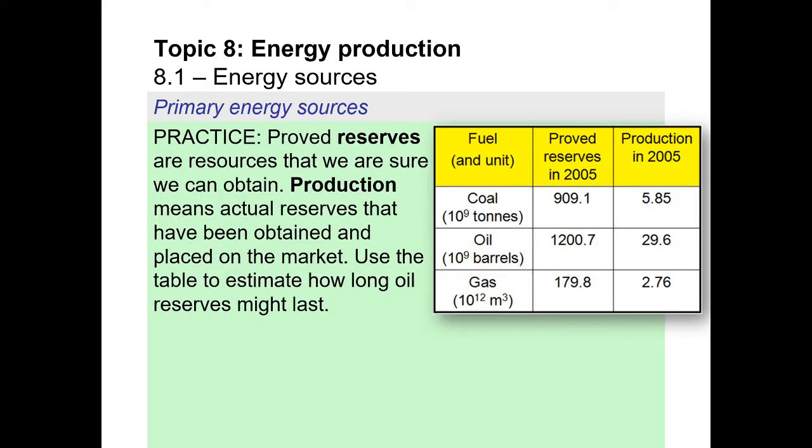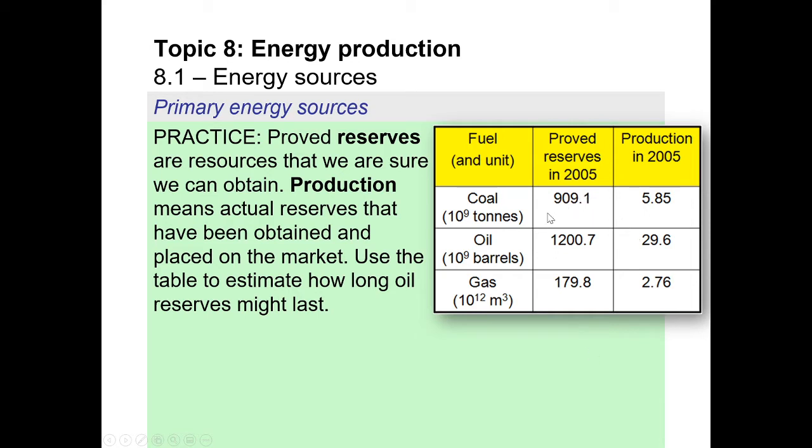Okay, so let's take a look at this. Proved reserves. These are resources that we are sure we can obtain. Production means actual reserves that have been obtained and placed on the market. So this is data from 2005. We have to use this data to figure out how long reserves might last.